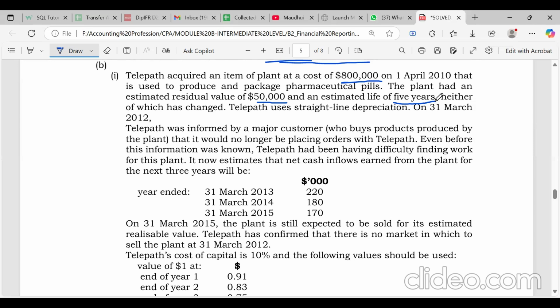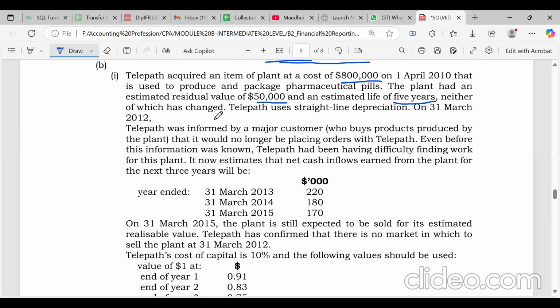At this point you know what we normally use this information for: depreciation. The plant itself is PPE. Neither the residual value nor the useful life has changed, so they are still the same. We learned in PPE what to do when the residual value and useful life change. Telepath uses straight line depreciation. Even if they didn't tell you, that's the default if there is no information.